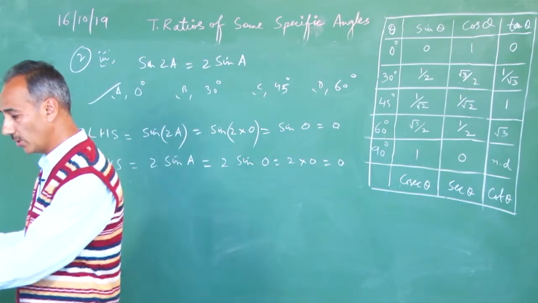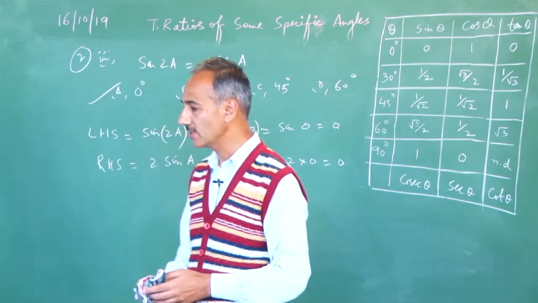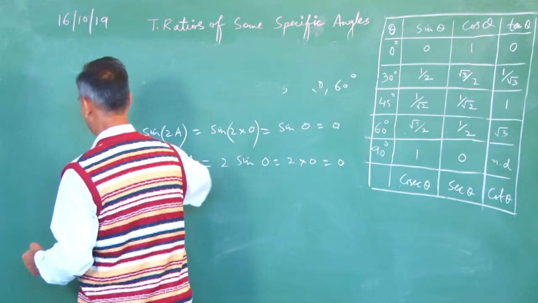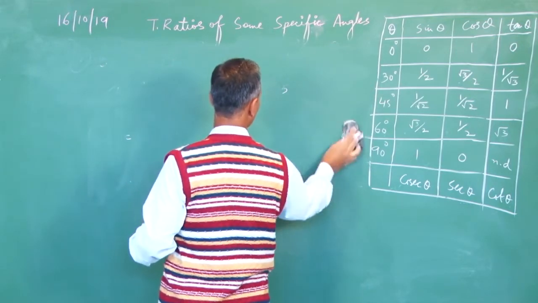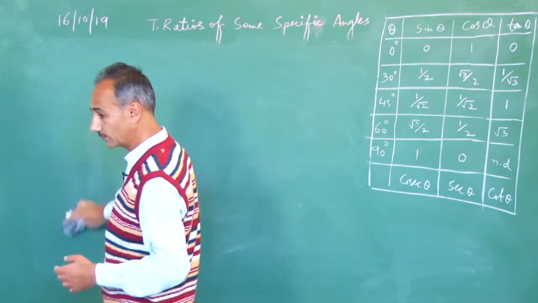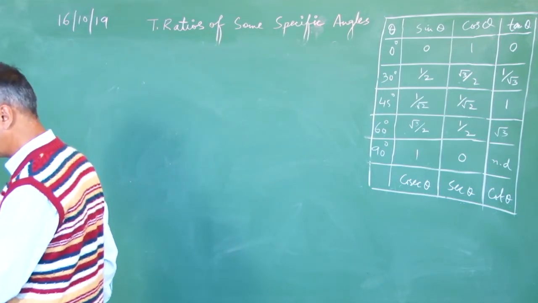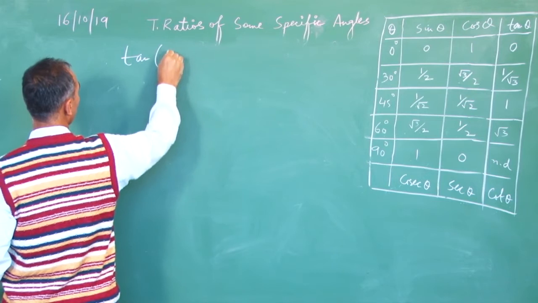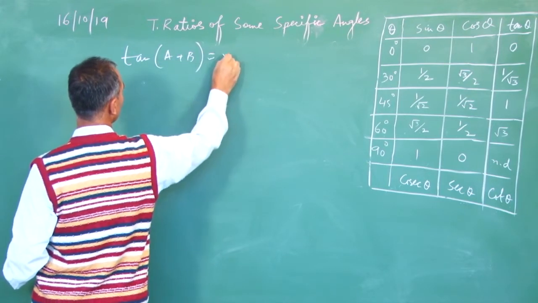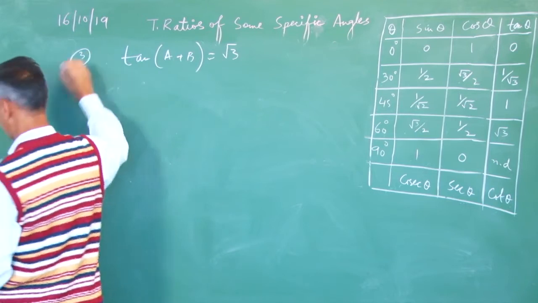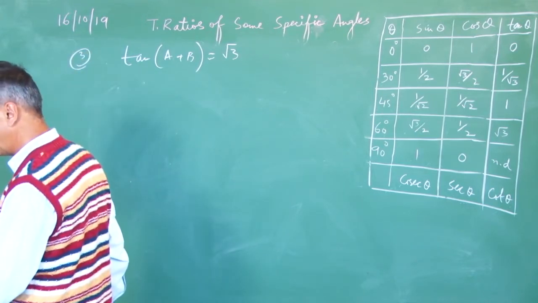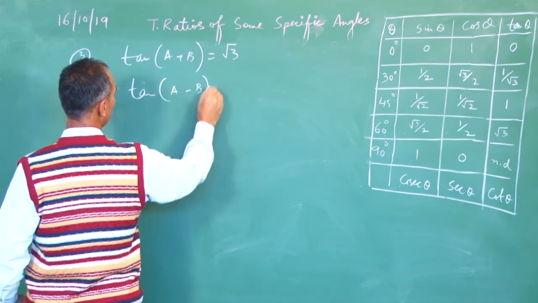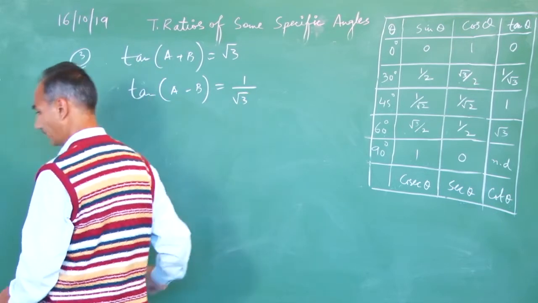Now, I'd like to take one important sum which has been asked a number of times, worth 2 or 3 marks. That is question number 3. It says tan of A plus B, if tan of A plus B is square root of 3, this is question number 3, and tan of A minus B is 1 upon square root of 3.